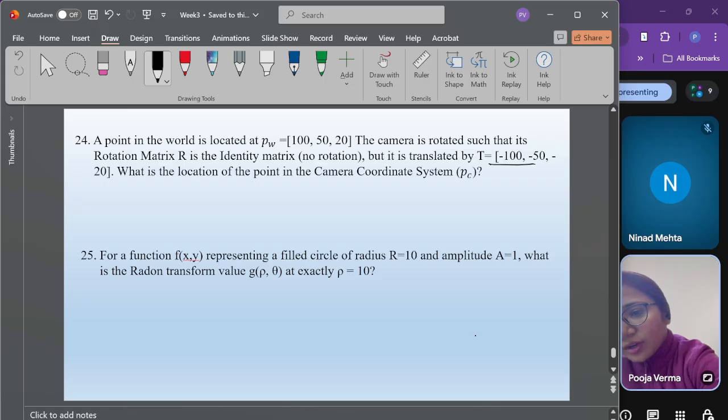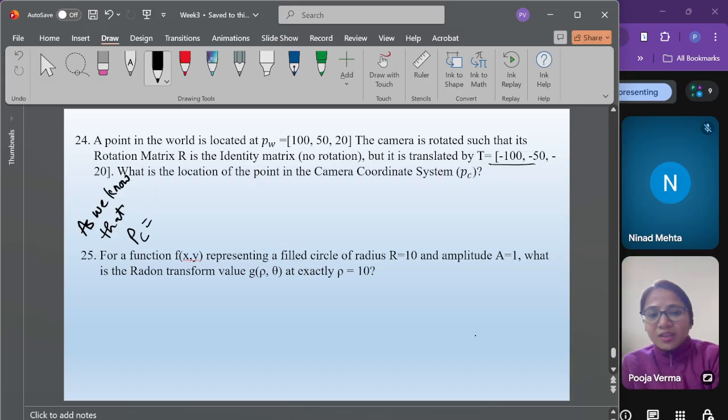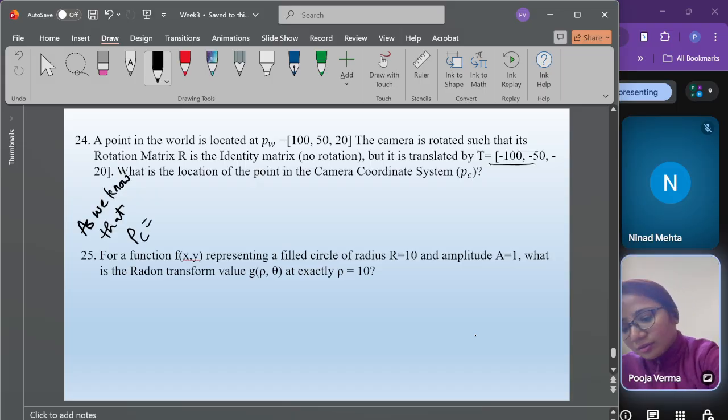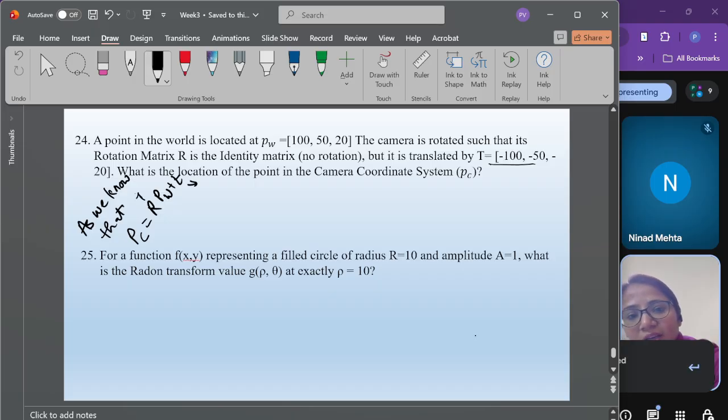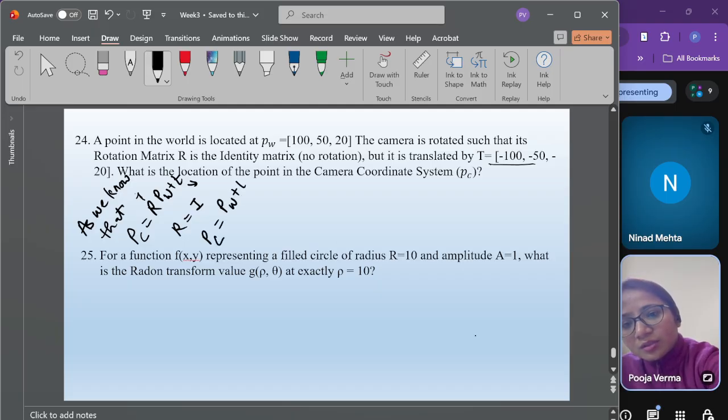So please, Origin is the answer, right? Yeah, correct. Origin is the answer, because we already know that PC is R times PW plus T. R is the rotation matrix, T is the translation matrix. Here, our rotation matrix R is the identity matrix, right? It is given. So basically, it will be PW plus T.